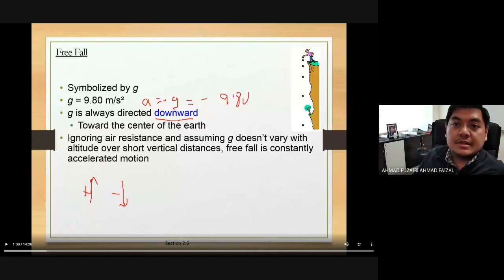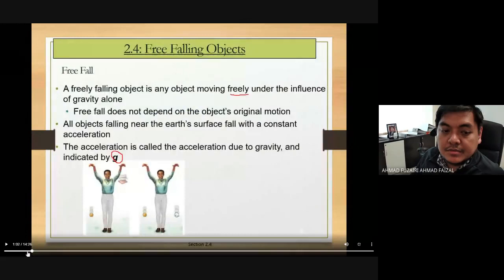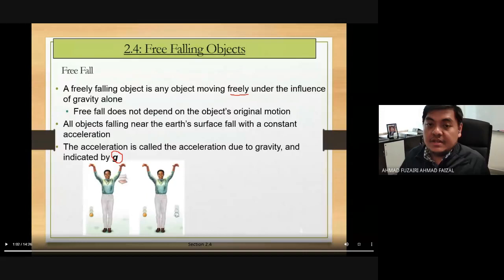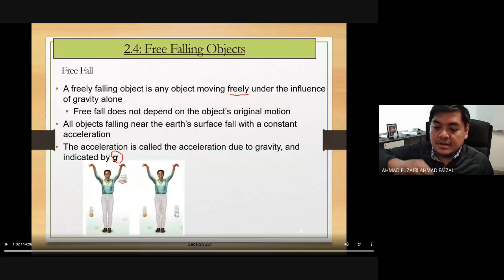Okay, so let's continue. This one is called free fall. Okay, so what is free fall? A free falling object is any object moving freely under the influence of gravity alone. So meaning that this is the motion that will be considered as a motion in one dimension only, but definitely we will concentrate on the y axis, because free fall normally means the object will be able to fall in the presence of the gravity.